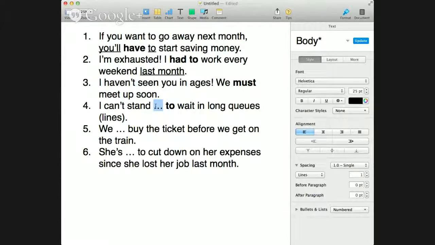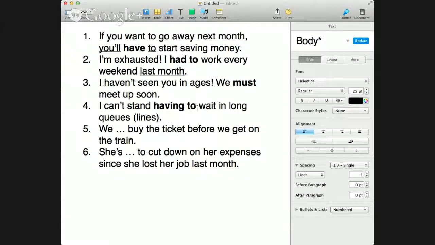What tense do we need to use here? Anybody? Present continuous. Very good. So what should it be, Raphael? Having. Very good. That was a tricky one, Jose. Here we should use the present continuous. So it's I can't stand.